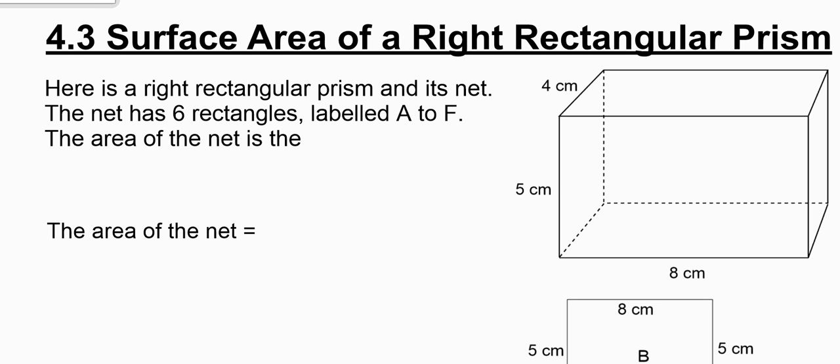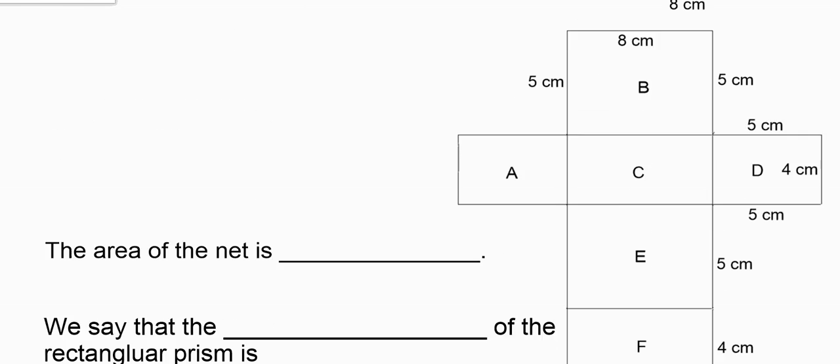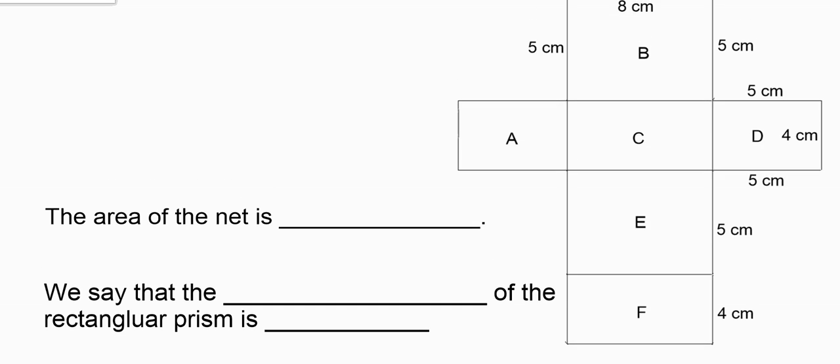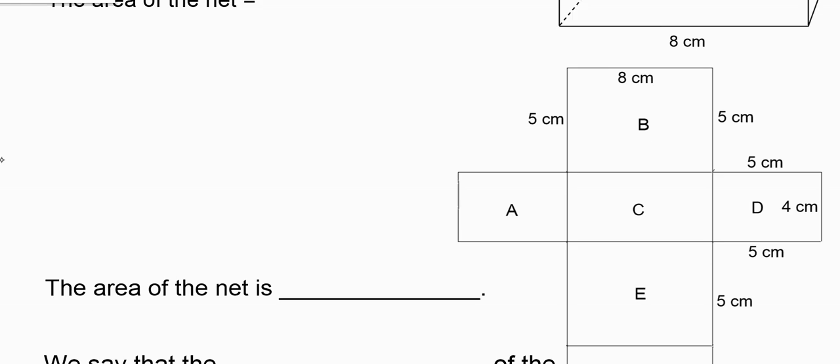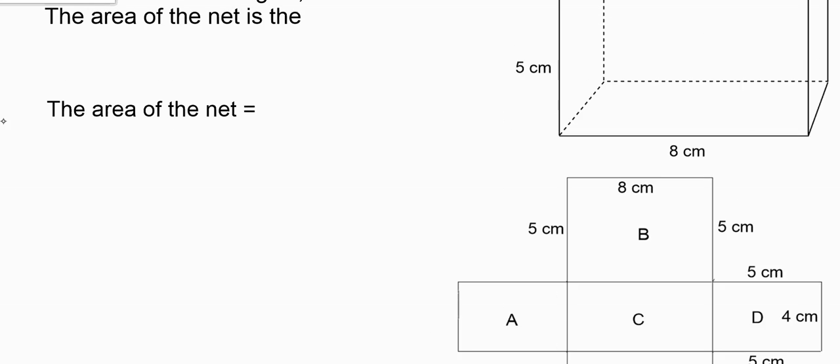In this lesson, we will be discussing the surface area of a right rectangular prism. Here on the side is a right rectangular prism and its net. So if we scroll down, this is its net, meaning if I were to break it out and unfold it, it would look like this, with each of the letters representing one of the sides.